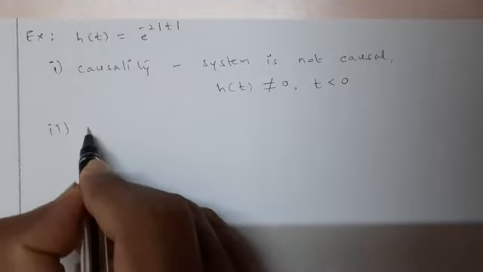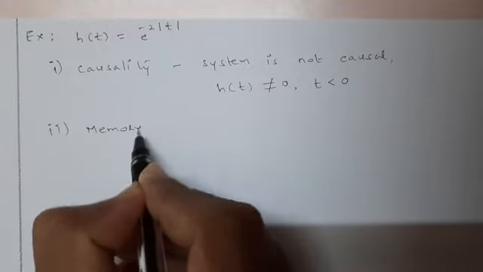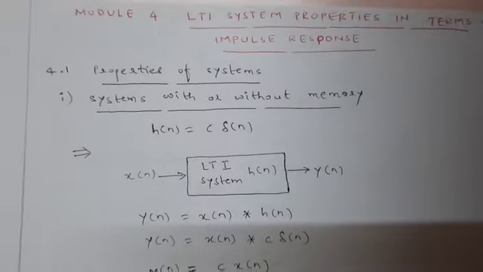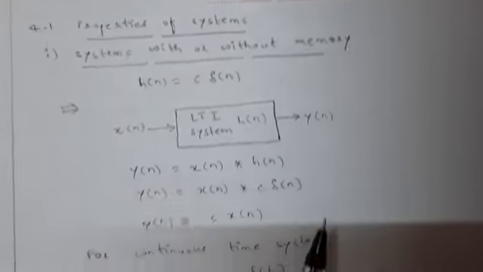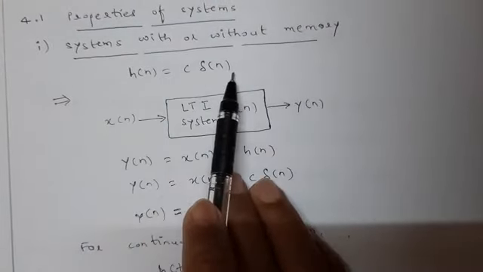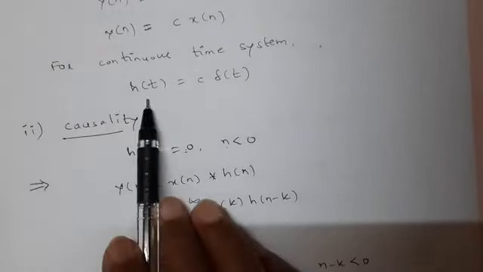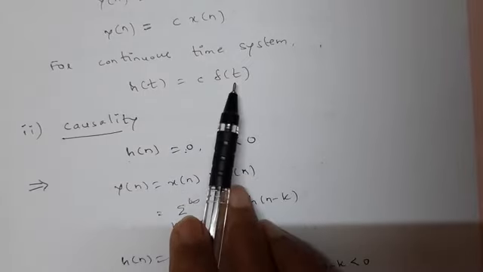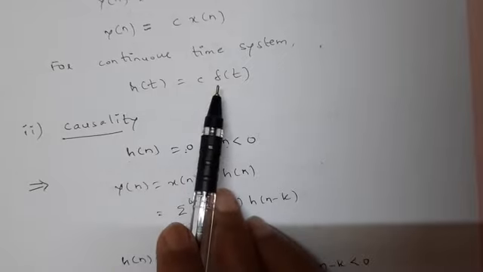Second case, I'll take a new property, memoryless. What does the memoryless property state? The memoryless property states that h of n or h of t should be of the form c into del of n, or h of t should be in the form c into del of t, for systems without memory. If a given equation does not have del of t or del of n, obviously it is not memoryless, and hence the system is not memoryless.